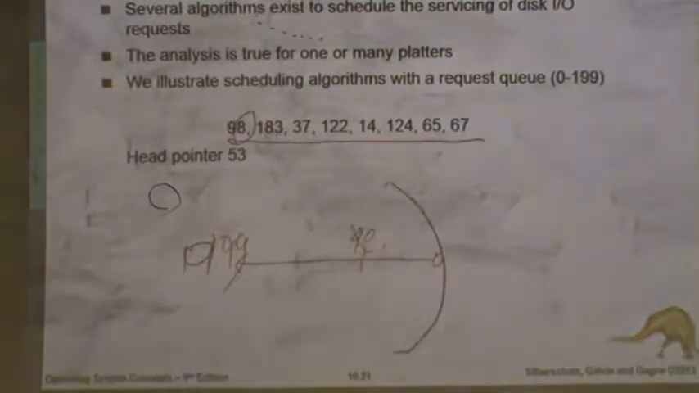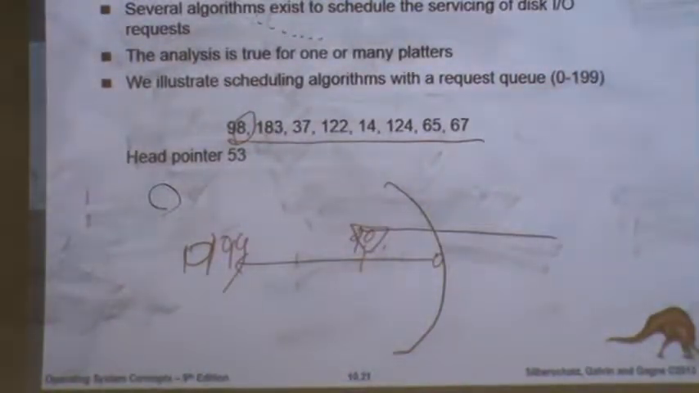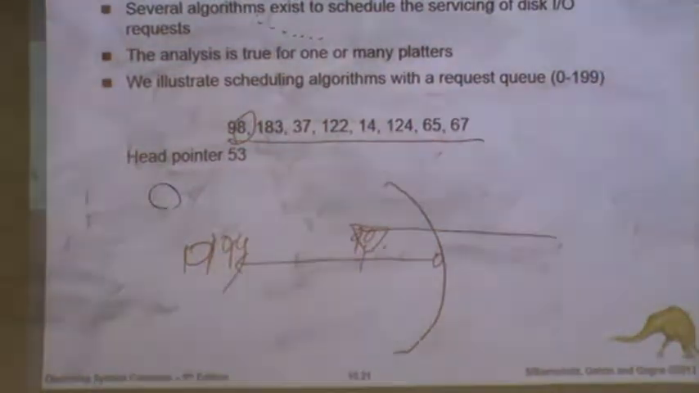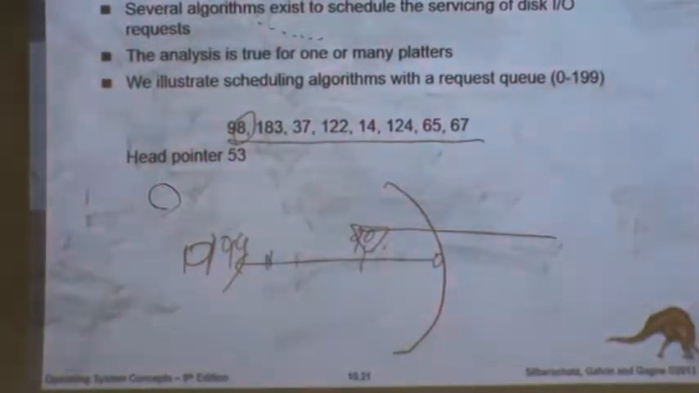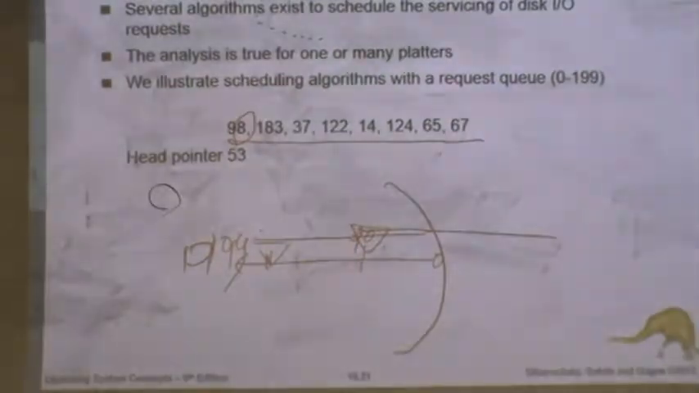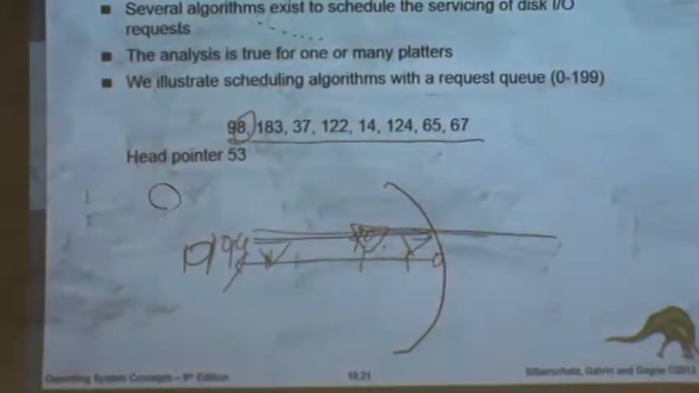So the arm will be positioned this way. Then the next one is 183. 183 is here, so moving forward. Then 37 is here. Next here. And 122 is here, so moving forward. Okay. And 14 is here, moving backward.